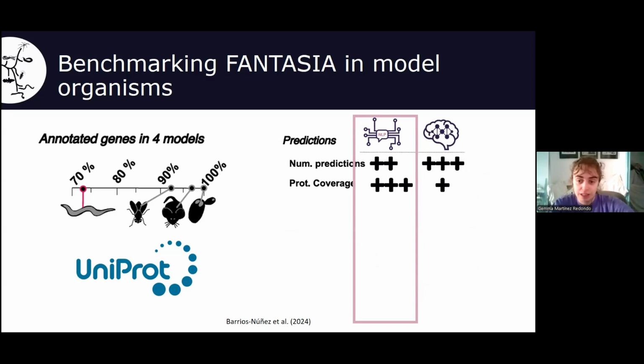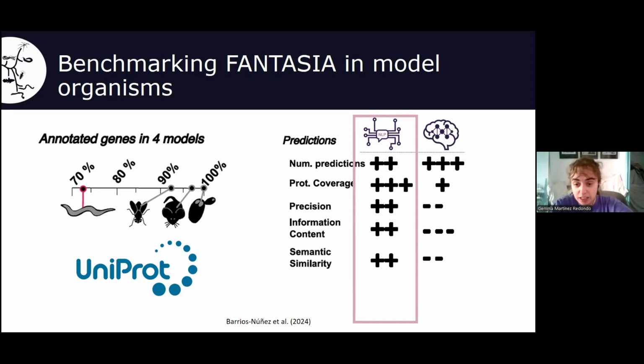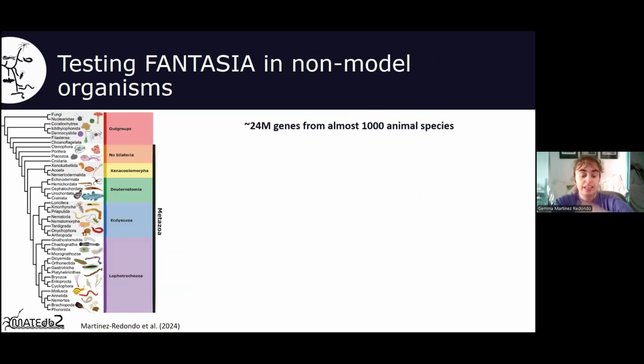that are marked here with the Sphinx square have a higher protein coverage than other deep learning methods, in terms of how they annotate the proteins. They are much more precise, informative in terms of how specific they are and less general. They are more similar to the original ones, and they are also able to recover these functions. So, okay, in model organisms, it seems that these models work.